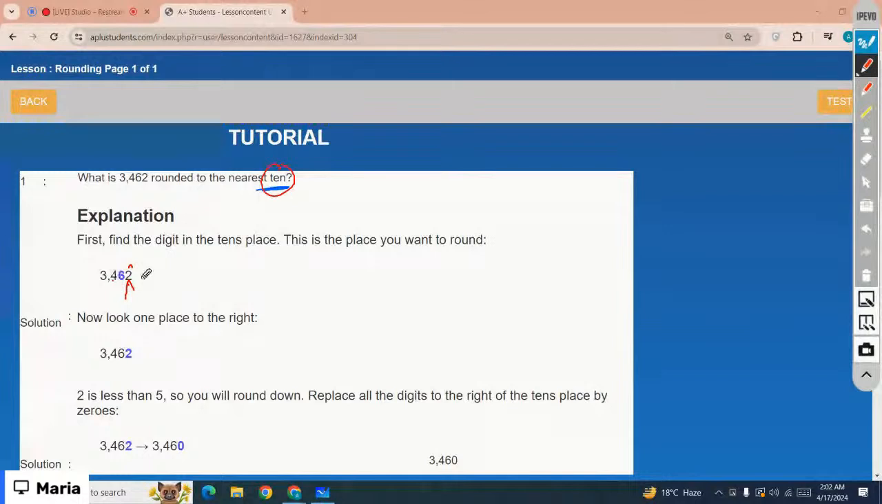Compare the digit to 5. 2 is less than 5. So you have to round down. Round down means you need to round on the same tens digit. So it would be 3460. You simply have to replace the digit with 0 because 2 is less than 5, right?